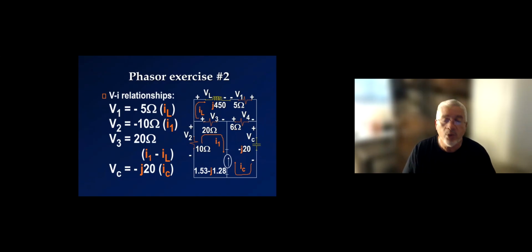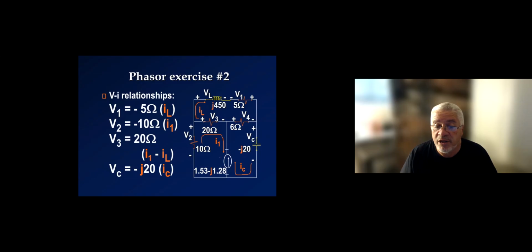Anytime we do this, we're looking at passive sign convention. Is the current entering the positive terminal? If you look at VL, for example, the current is entering the positive terminal. So VL should be j450 times IL. But if I look at V1, the current is entering the negative terminal of V1. So V1 would be minus 5 times IL.